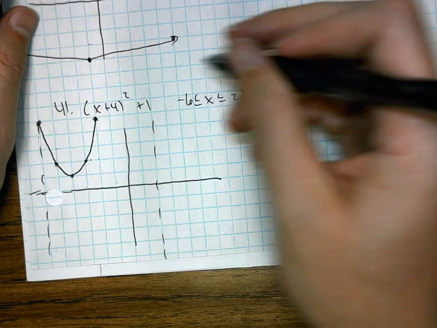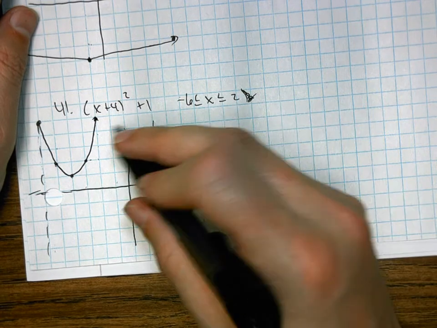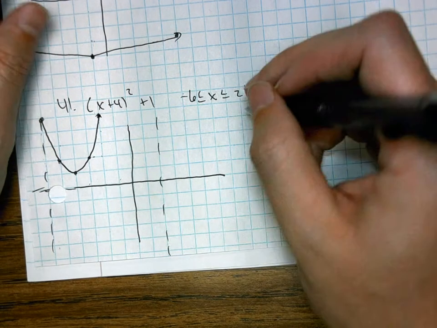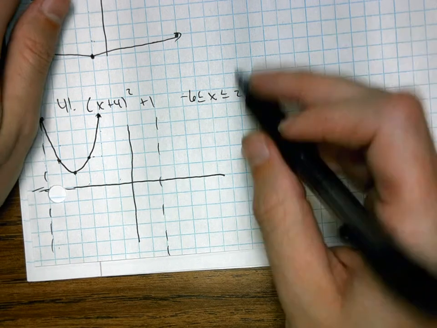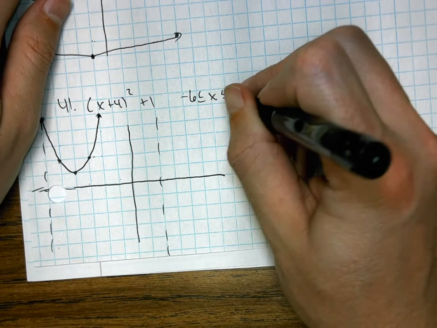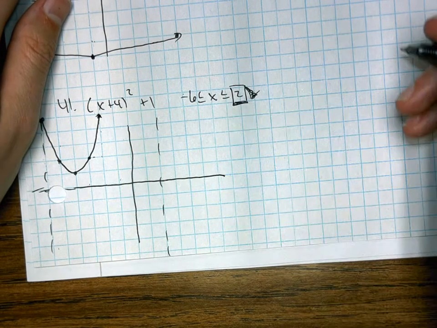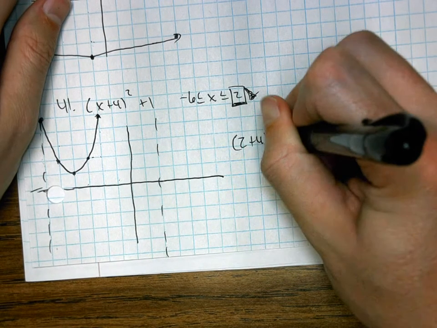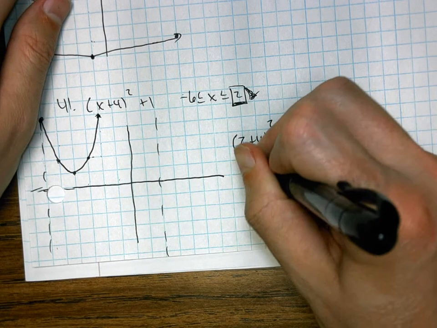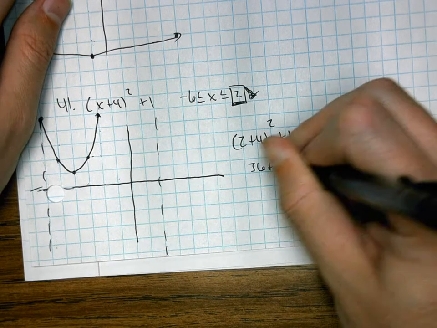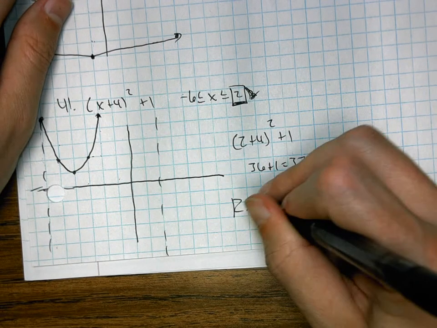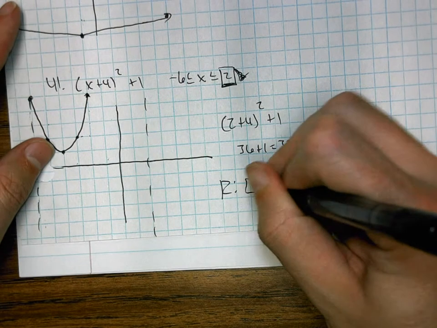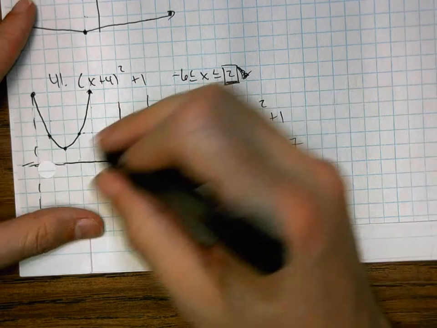So to find out our domain, it's going to be somewhere way up here. Or actually, we're looking for what? Range. So all you have to do is take this number and plug it in. So 2 plus 4 squared plus 1, that's 36 plus 1 for 37. So our range, the smallest number is positive 1. And then our tallest number is 37.